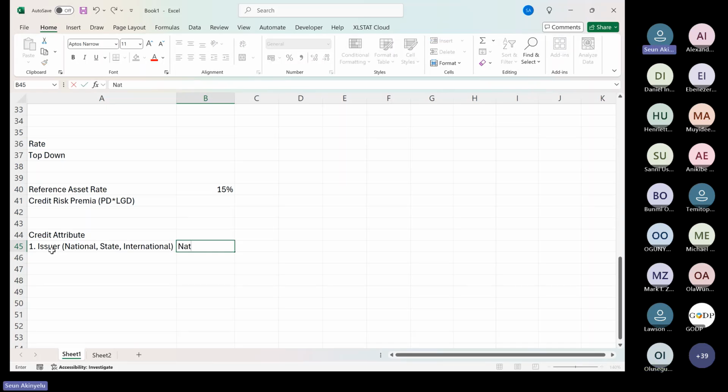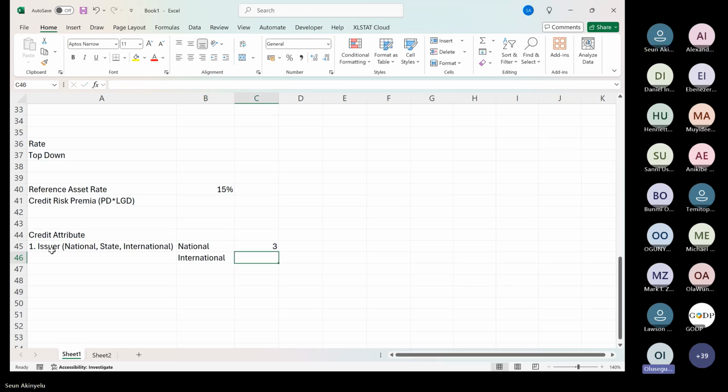Okay, so you said national. Anything you say, I put down. So let's say national will be rank 3. If it's 1 to 3, international will be ranked what? 2. It's you that is saying it, though. I'm just typing what you have said. So these are your own risk parameters.